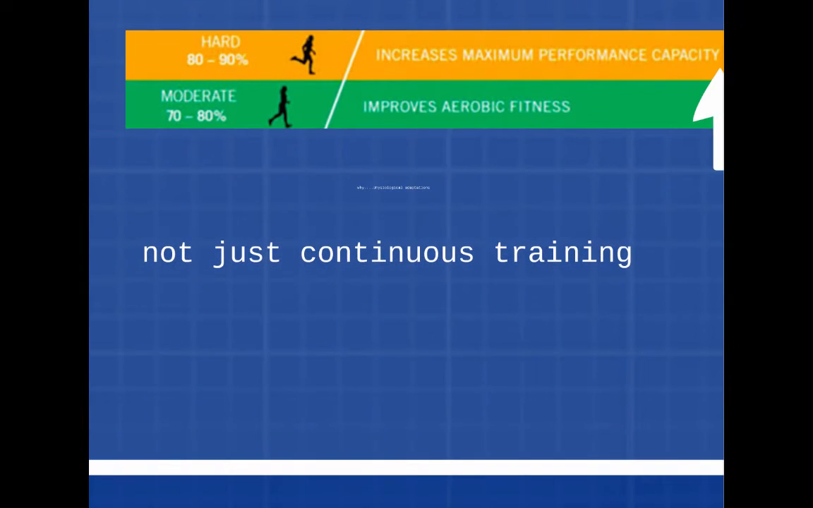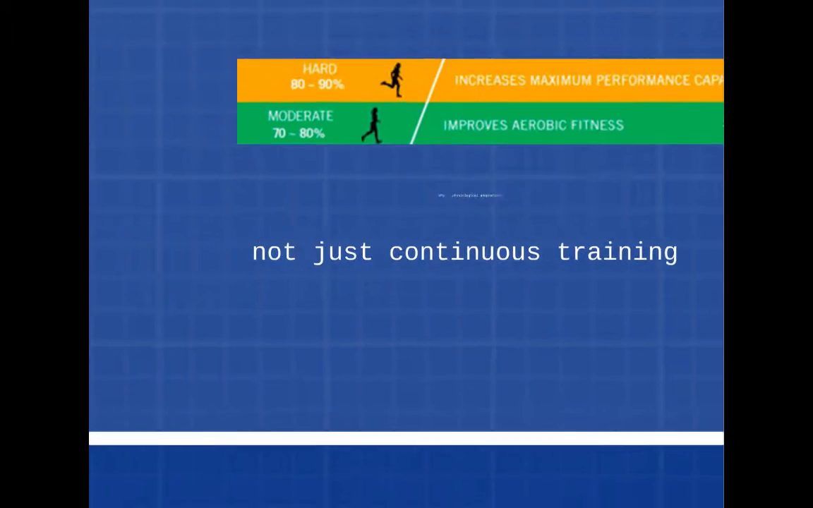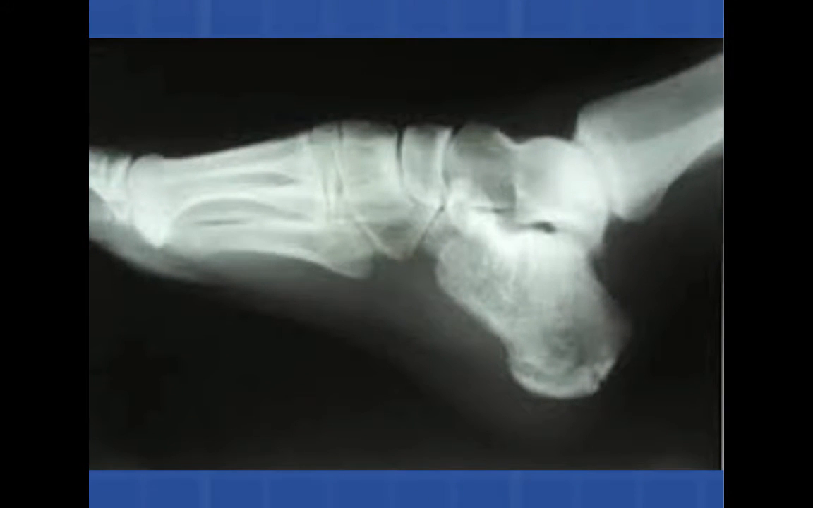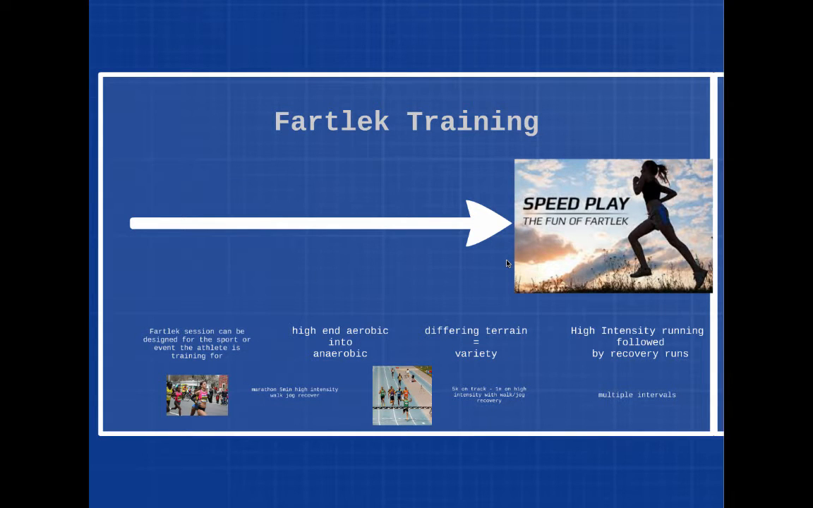Regardless of the event being trained for, the athlete should not only just use continuous training, as the more it is used, the greater risk of injuries such as repetitive strain injuries or stress fractures. The next syllabus example is fartlek training.